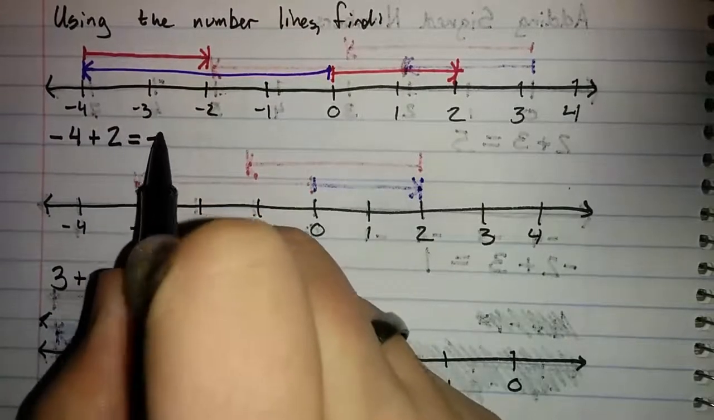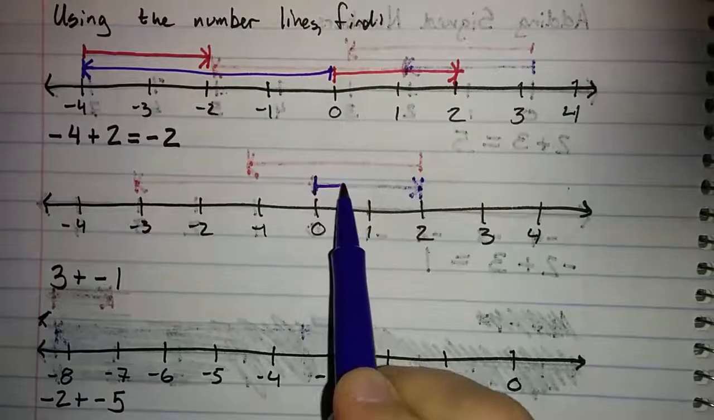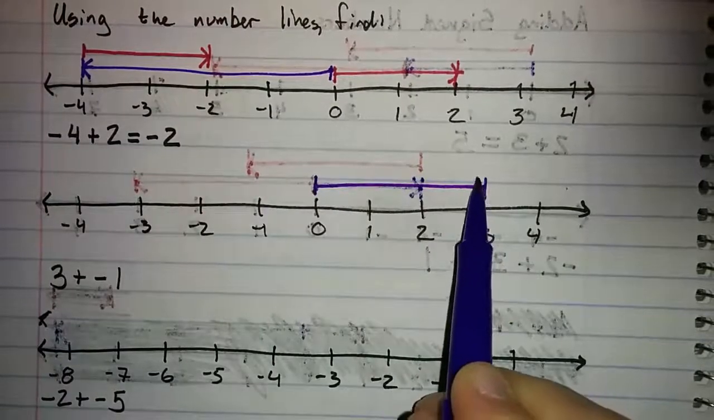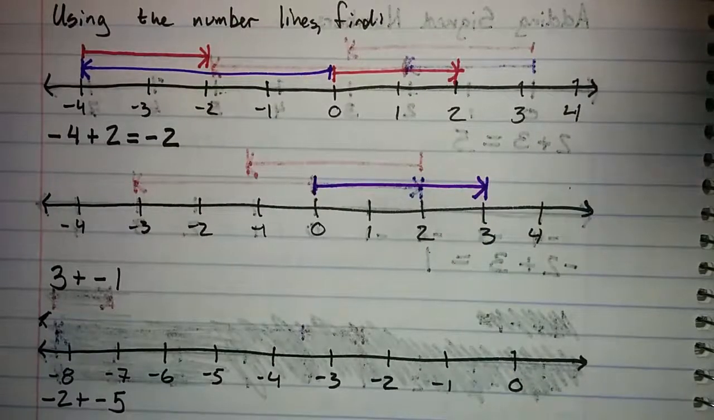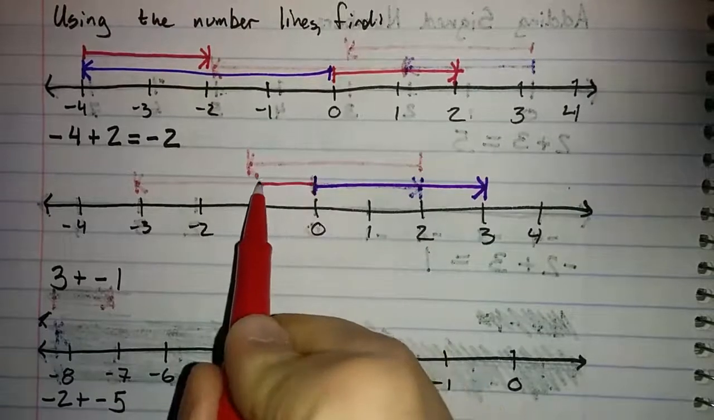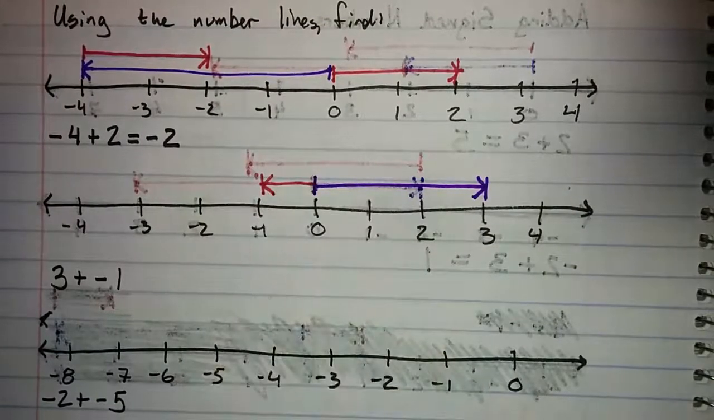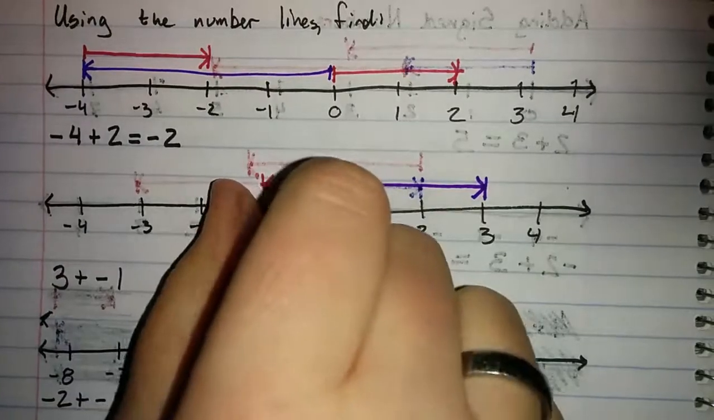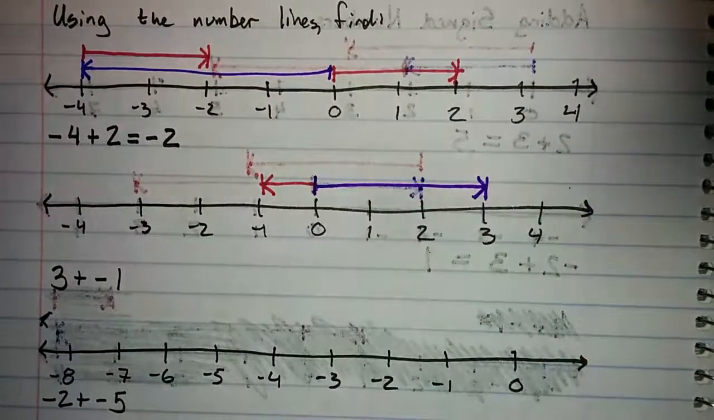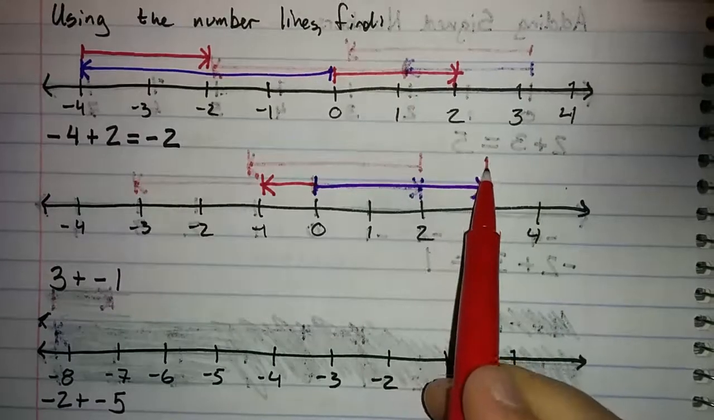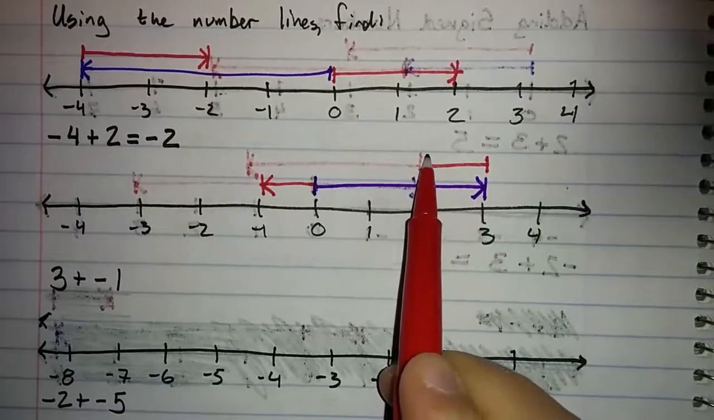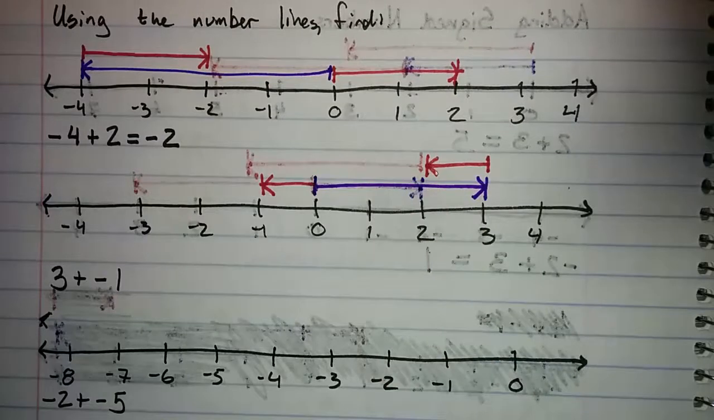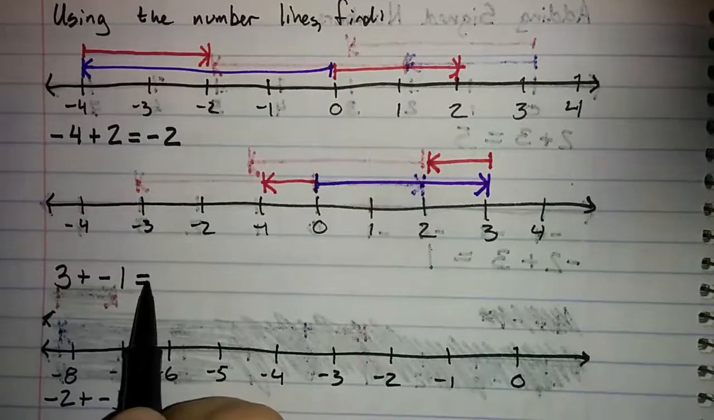Positive 3 is 3 units to the right of 0. Negative 1 is 1 unit to the left of 0. To work out positive 3 plus negative 1, we pick up negative 1 and put it so that it starts at positive 3. And we see we get positive 2.